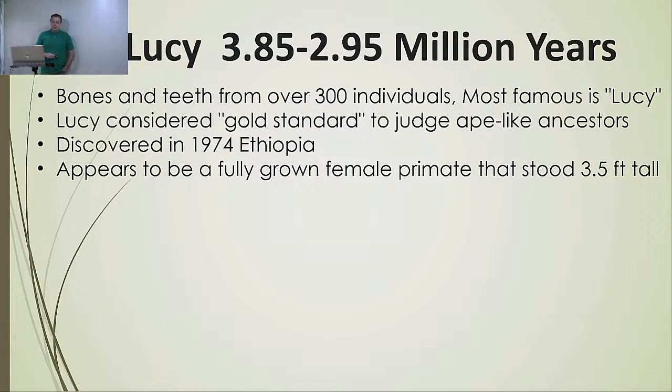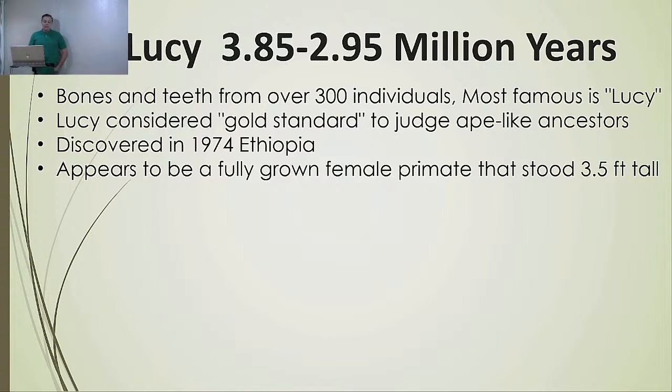Lucy is supposedly about 3 to 4 million years old. That's how they dated it based upon the sediment. Now, since they found Lucy, they have bones and teeth from about 300 other individuals of the same species, or at least they're grouping them as the same species. Still, Lucy is considered the gold standard to judge any ape-like ancestor.